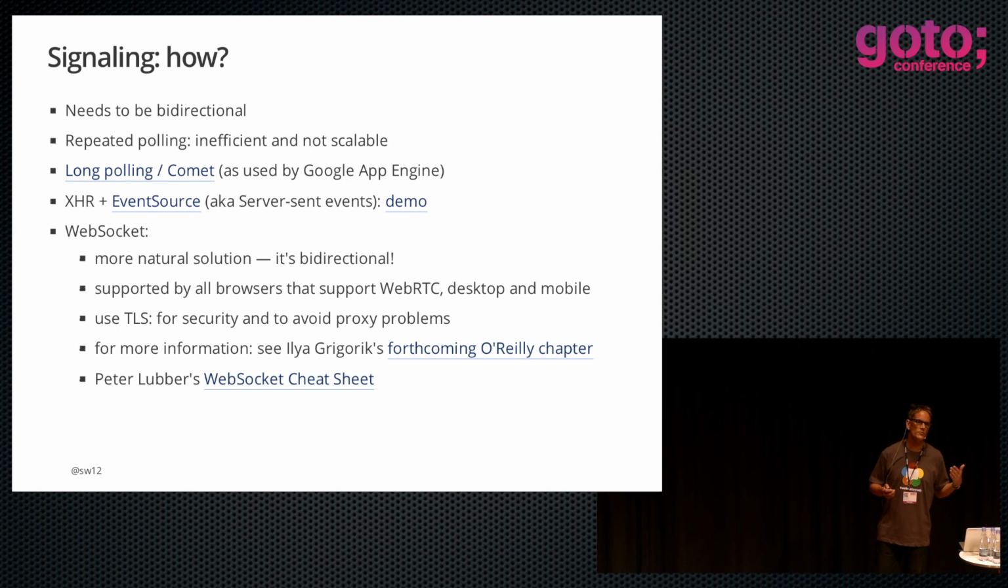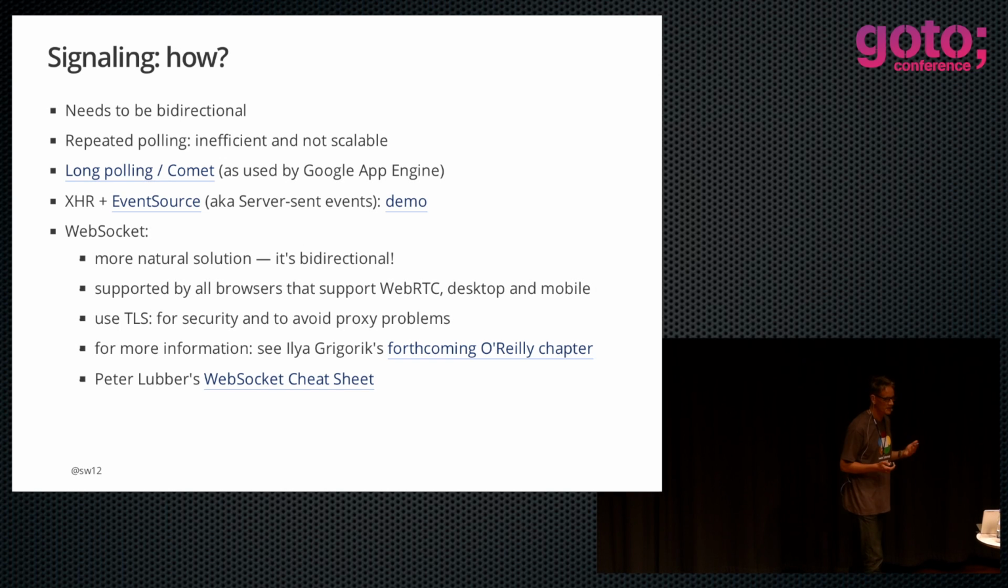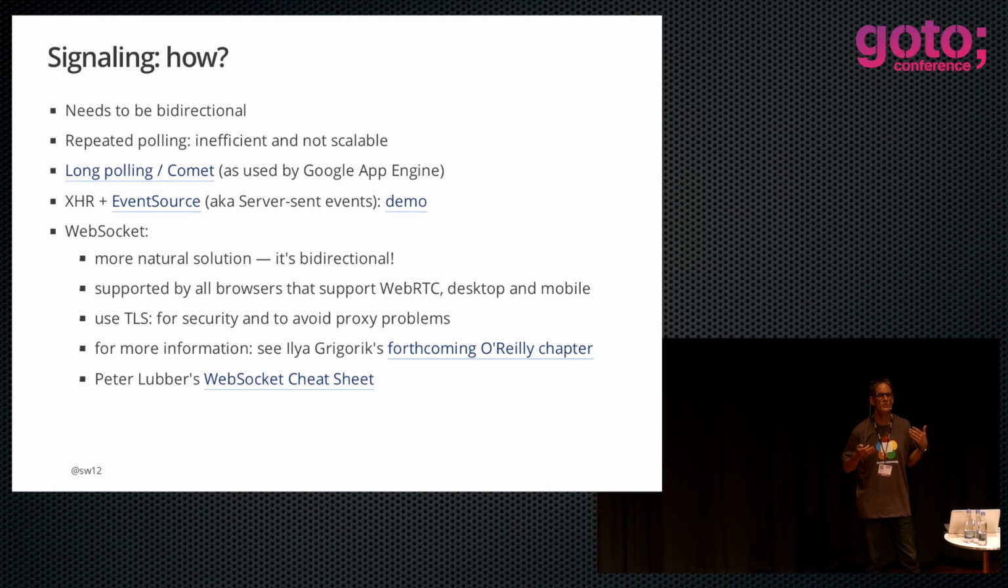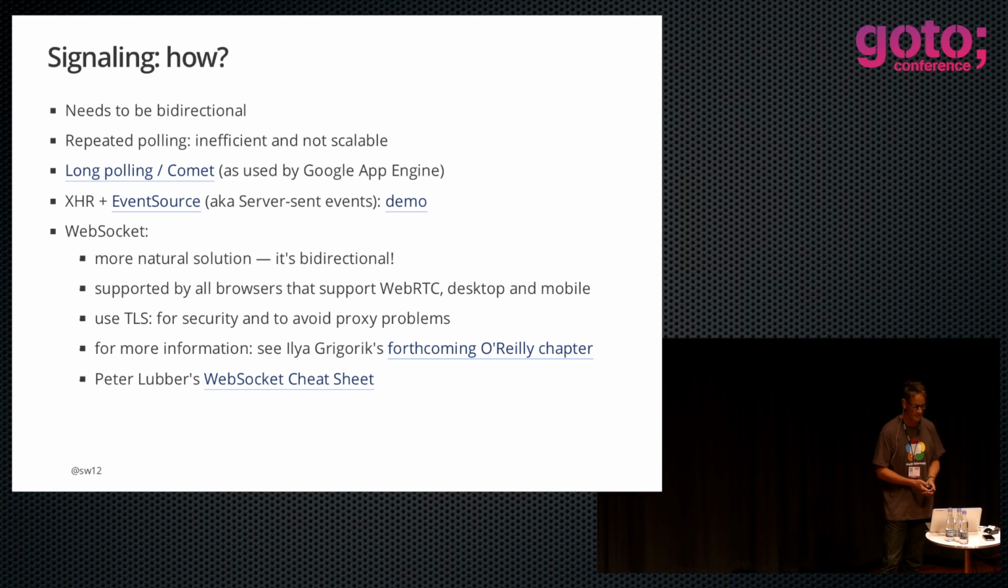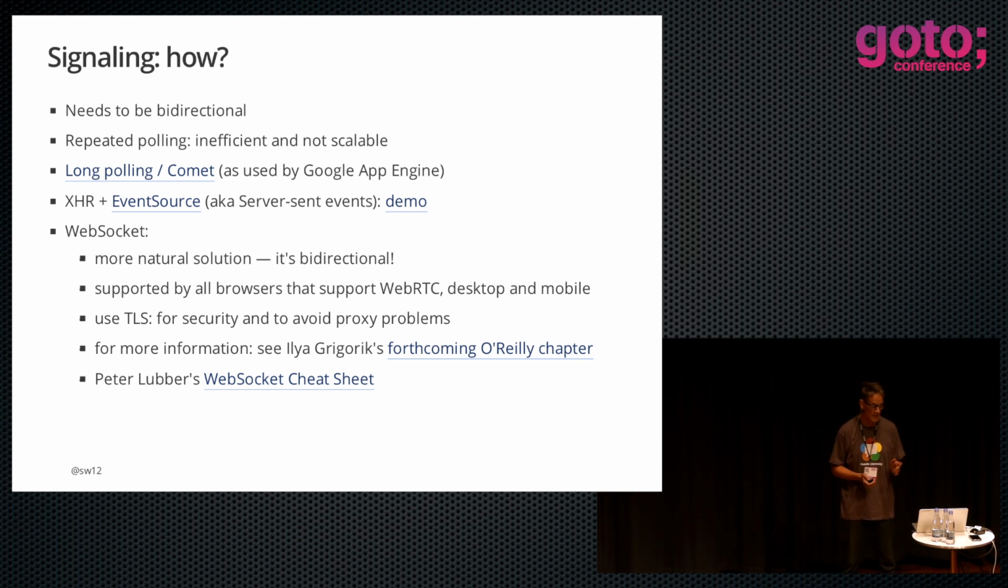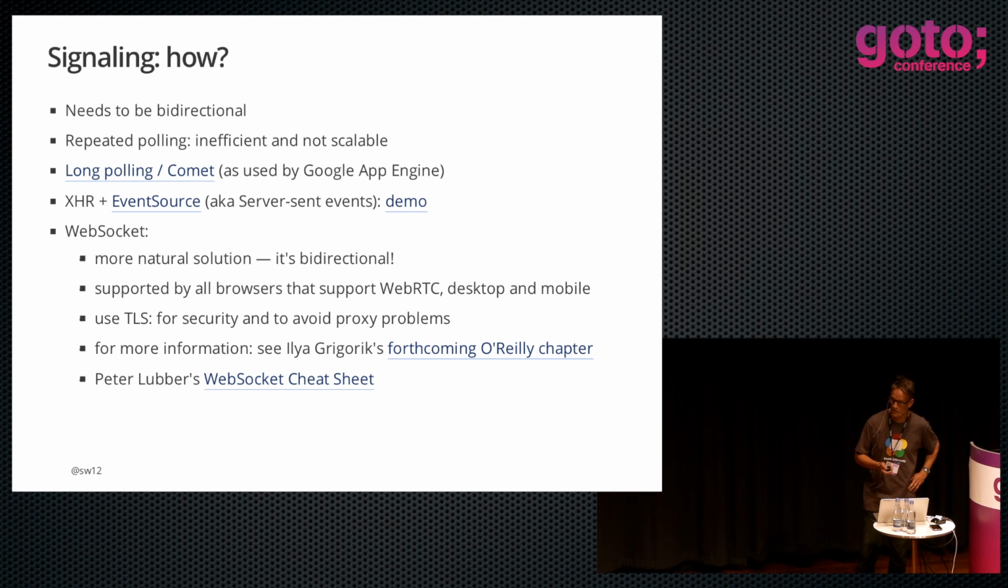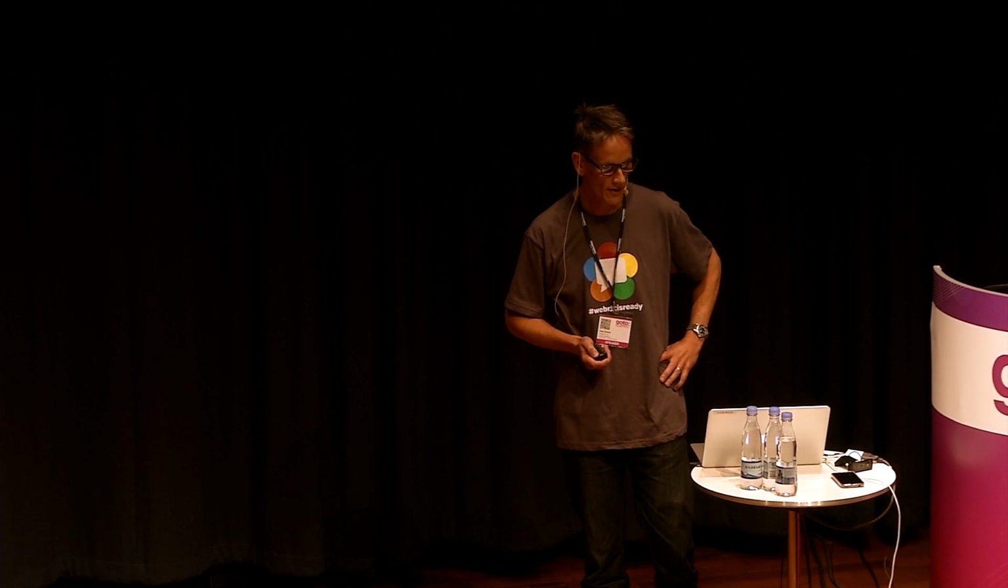Possibly a more natural solution is WebSocket, which is, of course, inherently bidirectional. And this is supported by all the browsers that support WebRTC, desktop and mobile. And of course, you can use TLS with WebSocket, which is secure and avoids some proxy problems and so on. If you want to read more about that, I'd recommend looking at Ilya Grigorik's chapter about WebRTC, which is just coming out, and Peter Lubbers' stuff there is great as well.